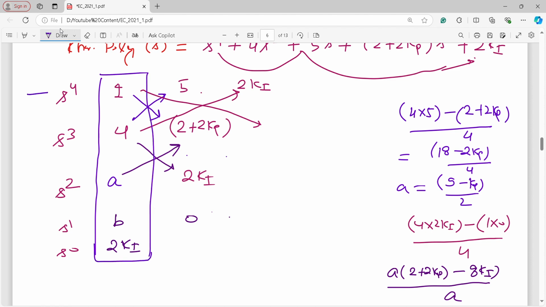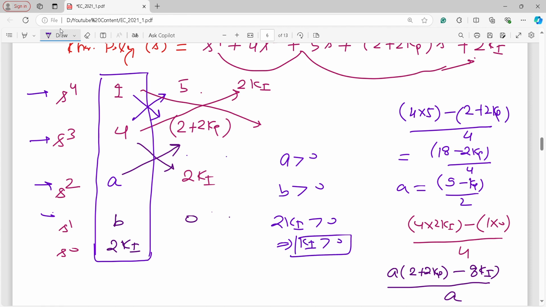All there should be no sign changes. In order to maintain that all signs are the same, A and B also need to be greater than 0, like 1 and 4; 2ki is already positive. So we can say A greater than 0, B greater than 0, 2ki greater than 0. It means this thing we already saw in the necessary condition, ki greater than 0. So we need to take care of A greater than 0 and B greater than 0.